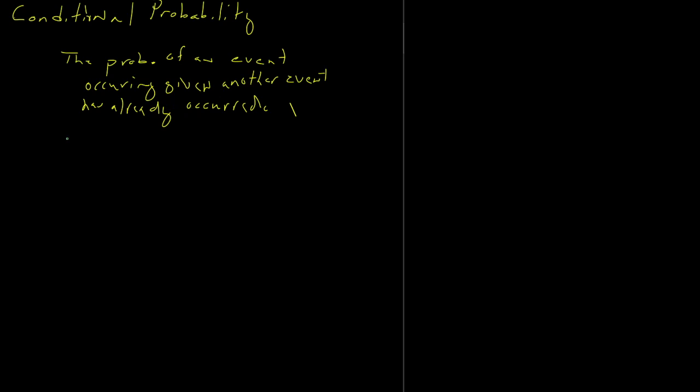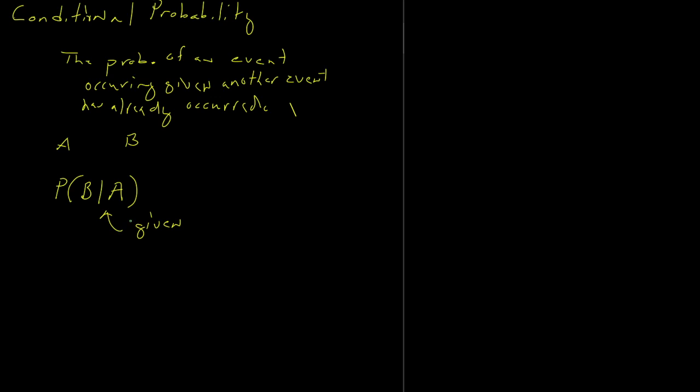So if we have two events that happen in order, event A followed by event B, I would say the probability of event B given A has happened. And so we read this pipe as given. So the probability of B given A. And so this is a way of expressing knowledge in the system.